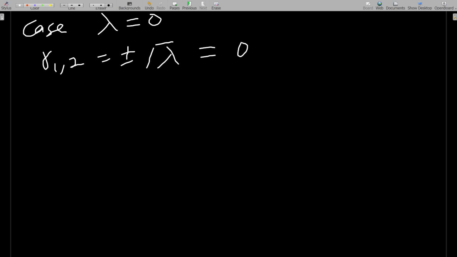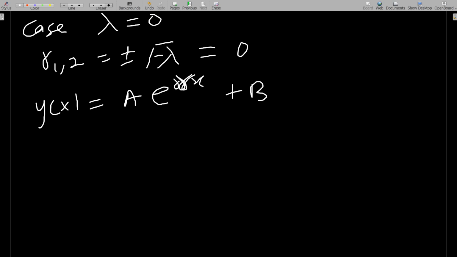Now you consider the second case, case 2, where lambda will be equal to 0. When lambda is equal to 0, then it means our r1,2, which is equal to plus or minus square root of lambda, will then be equal to 0, because square root of 0 is still 0, and we have repeated roots. So our y of x will then be equal to a e to the power r x plus b x e to the power r x. Here r is 0, so we just have a plus b x.